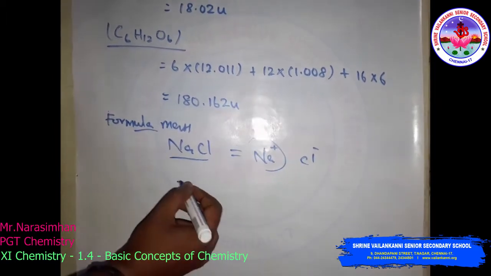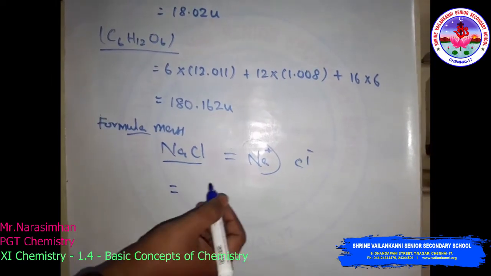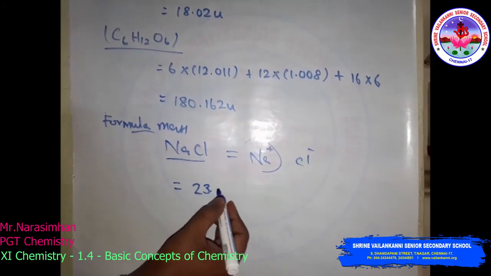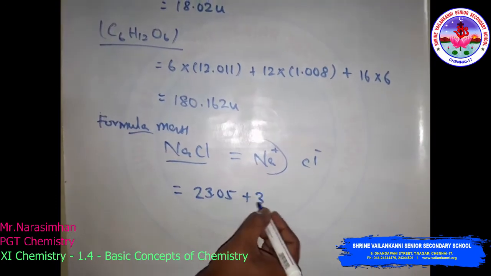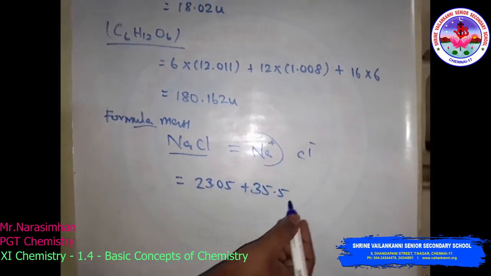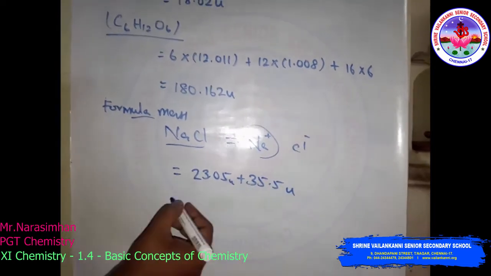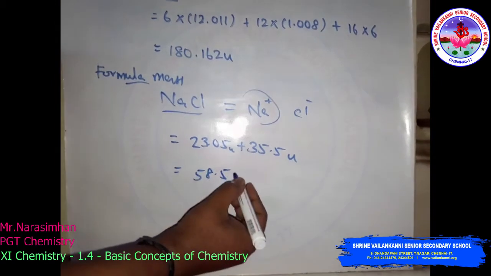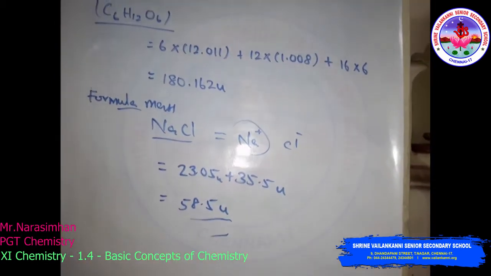So the atomic mass of sodium plus the atomic mass of chlorine. You have to add the atomic mass of sodium, 23.05, plus the atomic mass of chlorine, 35.5. The unit is U. Adding this, you will get 58.5 U. So this is called formula mass.